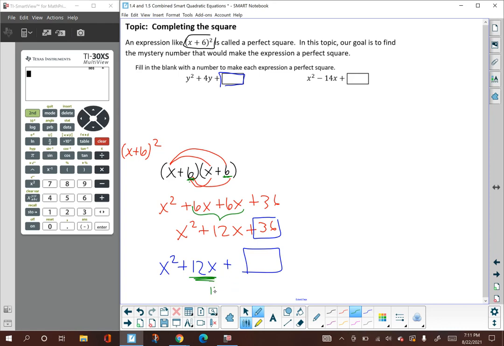So if we take that number in the middle and divide it by 2, that's going to give us the constant in the factor. But to get the middle number, we have to square that. So that 6 squared would give us the 36. So let's apply that to these two examples. So I look at that middle number and I think about splitting that in half. So 4 divided by 2 gives me 2. And then I need to square to get my mystery number. And 2 squared is 4.